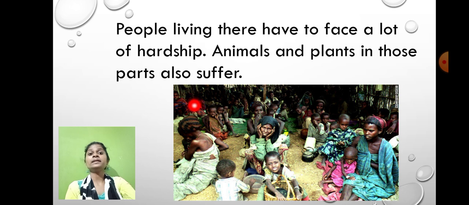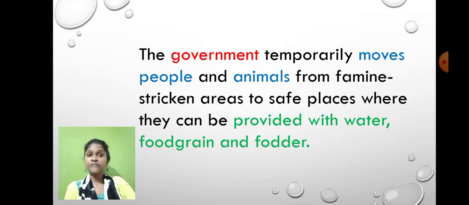The people who are living in famine conditions, and even animals and plants, suffer a lot. So we have to help them. Is that clear, students? To help them on a larger scale, government bodies are coming ahead and helping the people temporarily. They are moving the people and animals from the famine-stricken area to safe places where we can provide them water, food grain and fodder.